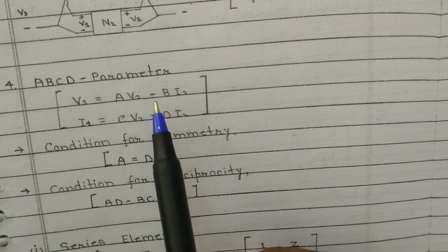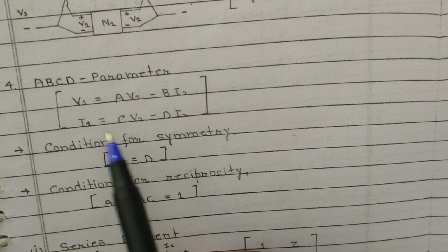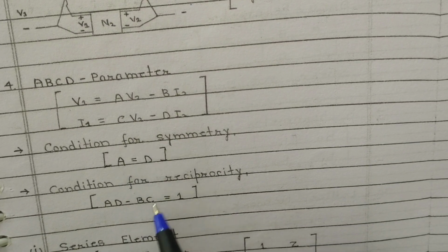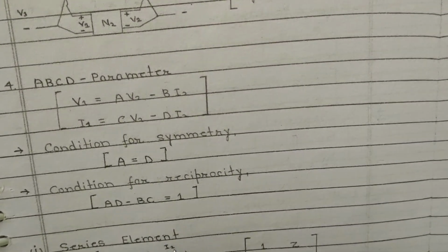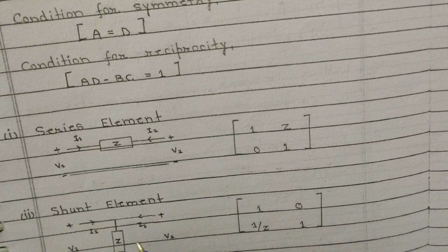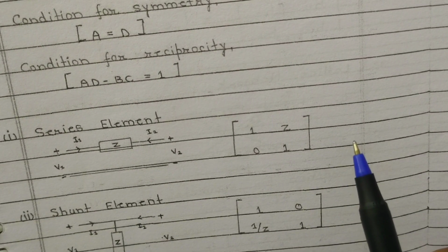The equation of V1 is equal to AV2 minus BI2, and I1 is equal to CV2 minus DI2. The condition for symmetry is obviously A equals D, and the condition for reciprocity is AD minus BC equals 1. Series element for ABCD is 1, Z, 0, 1, and shunt element is 1, 0, 1 by Z, 1.